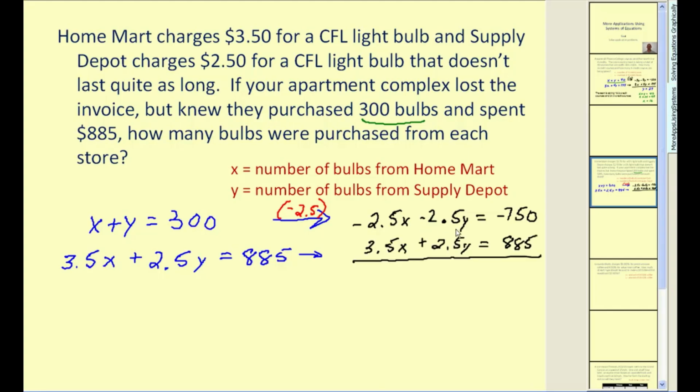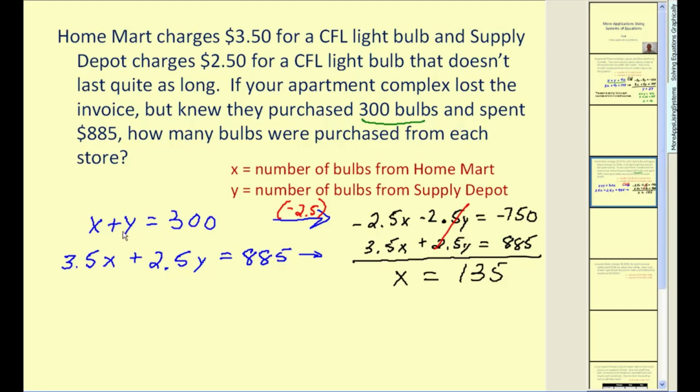So when we add these equations together, the y terms are opposites. That will simplify to 0. So we're left with x equal to 135. So we know that there were 135 bulbs purchased from the Home Mart store.